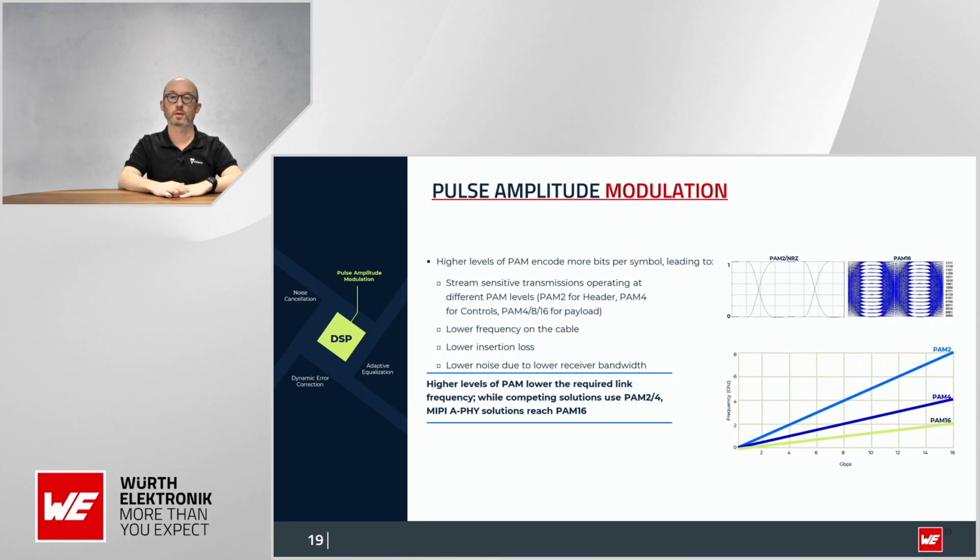For example, with PAM16, we can transmit 4 bits per symbol, and when you have a look at the graph on the bottom right, there is the PAM16 running, for example, with 8 gigabit per second data throughput. We can run that over a transmission frequency of 1 gigahertz.